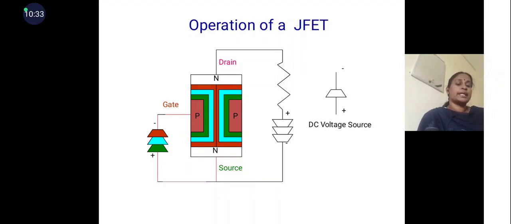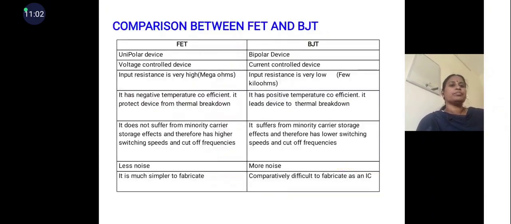From this explanation we can understand that if the gate to source voltage is going high, then the current from drain to source will be controlled. Hence this device is called a voltage controlled device. That means through the gate to source voltage we are controlling the current flowing from drain to source.